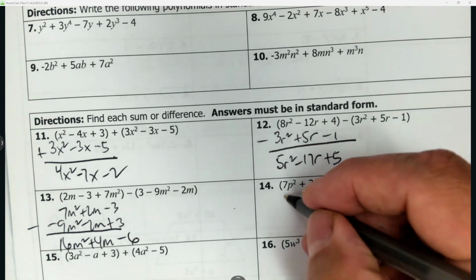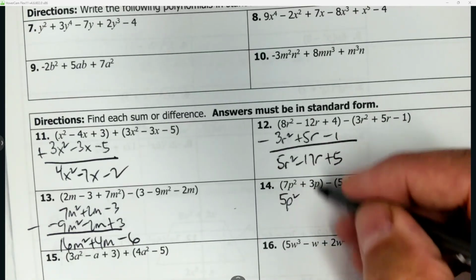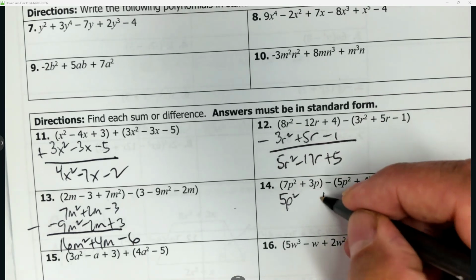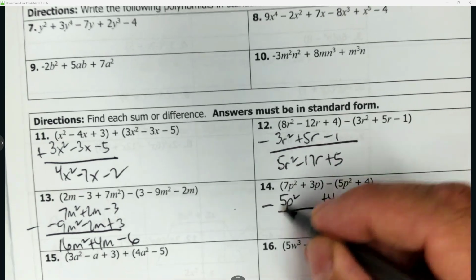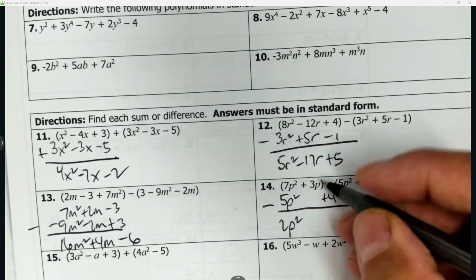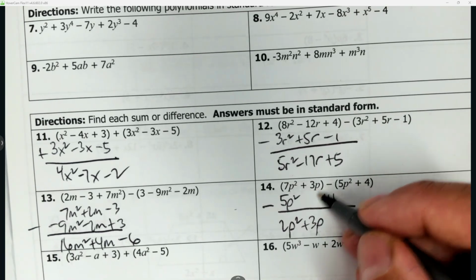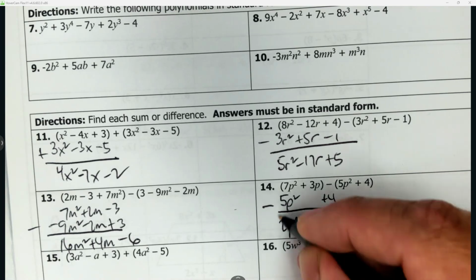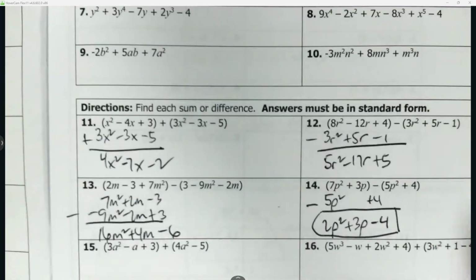We're going to line this up again. This is in good order. 5p squared. Now, 4 doesn't line up here. So I'm going to put 4 here to the right just a little bit. And when I subtract, 7 take away 5, that's 2. 3p take away nothing is just 3p, stays the same. Be careful here, it's 0 take away 4. So that's going to be a minus 4 when you subtract in the right order. Number 15.